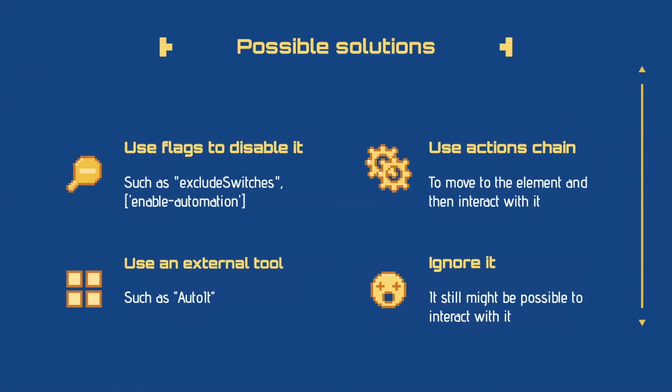A third option is to use an action chain. Action chain is something that we would use in this demo. What can we do? For example, we can identify the element that we want to interact with, and then we can move to it, just to scroll to it as a real user would do. This is the solution that we'll see in a second. The fourth and the final solution is just to ignore it.